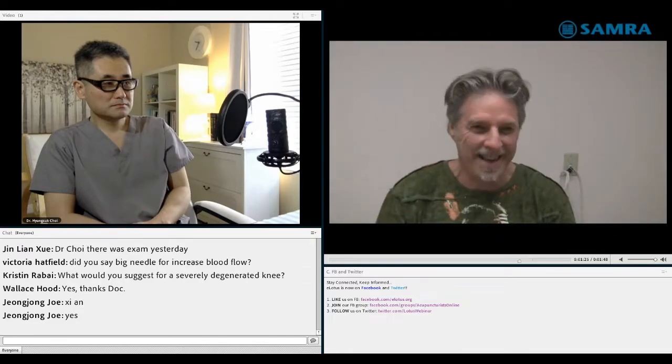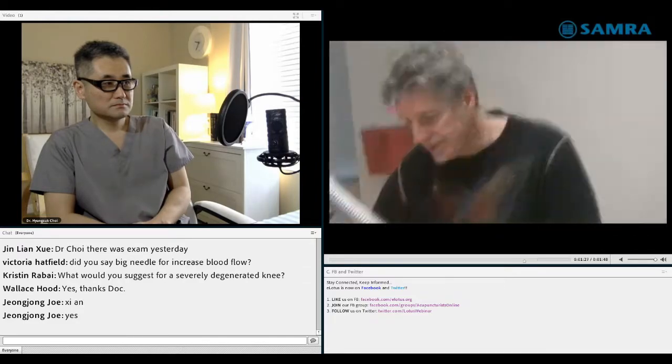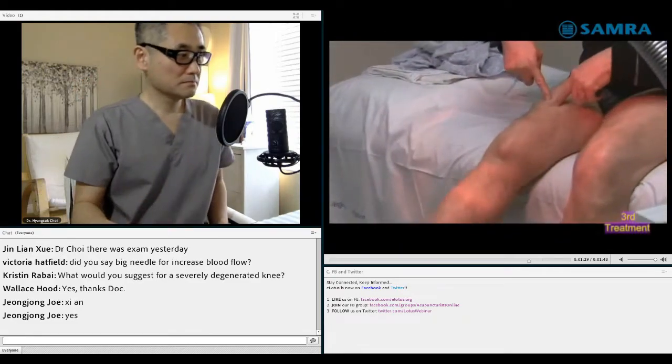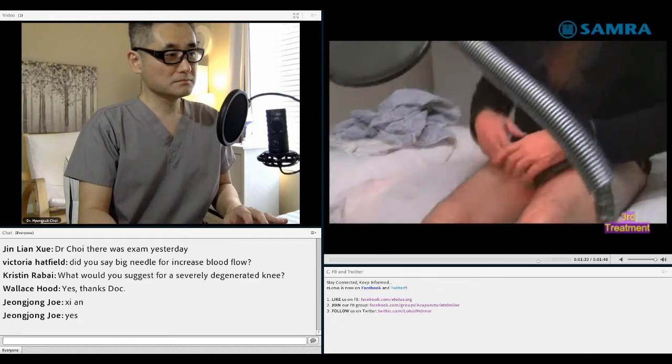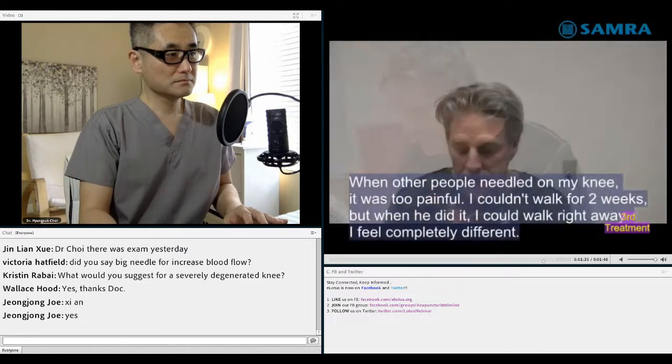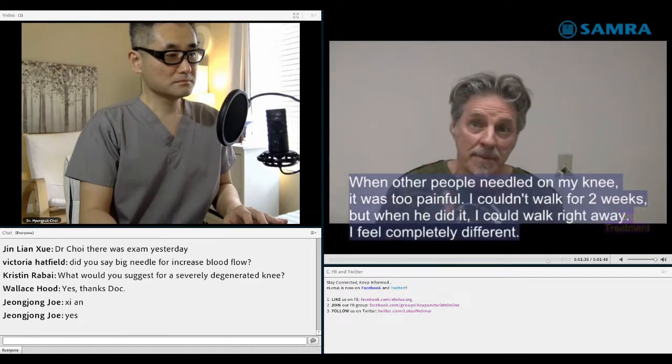Okay, how does it feel? What do you think about the treatment? Oh, I think it's great. Before, we were only treating my hands and my feet, we weren't going to the knee. But when other people did my knee with needles, it was too painful. I couldn't walk for two weeks. But when he did it, I can walk right away.